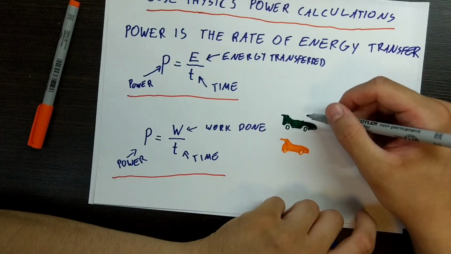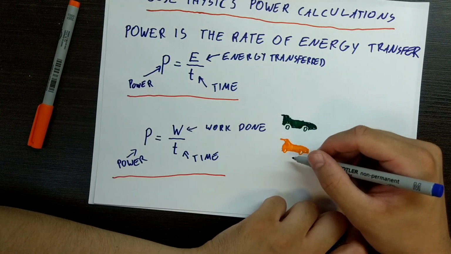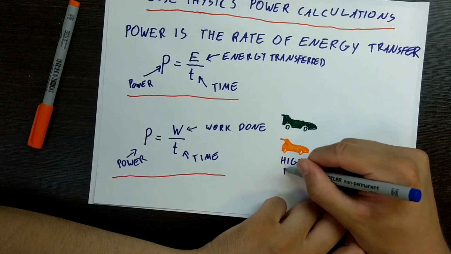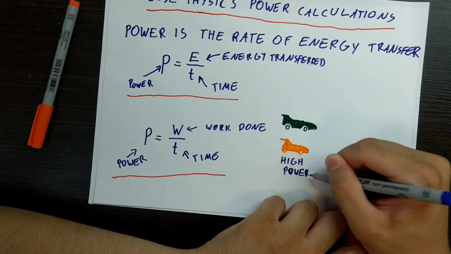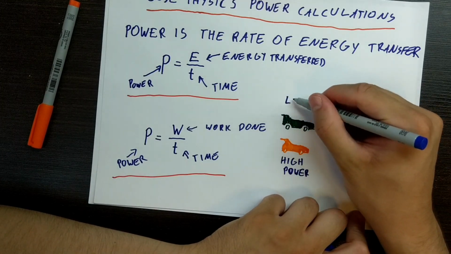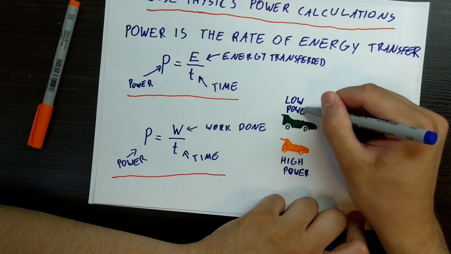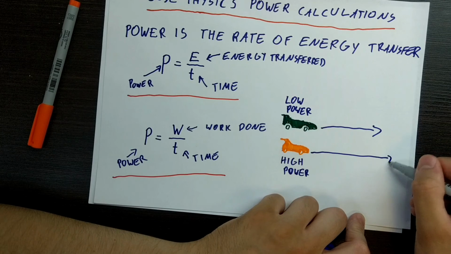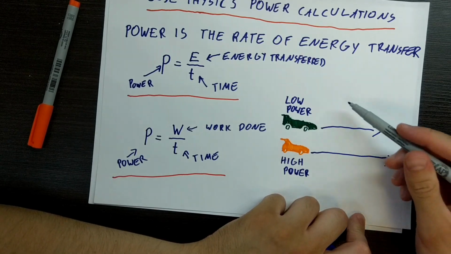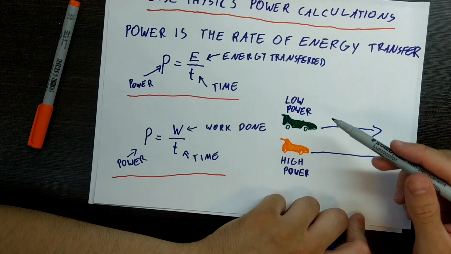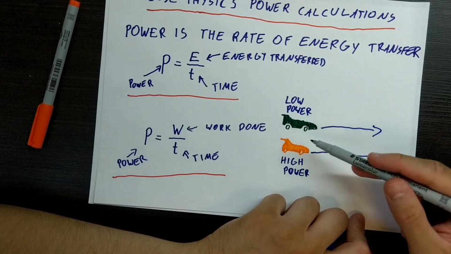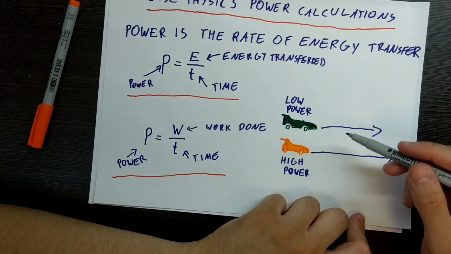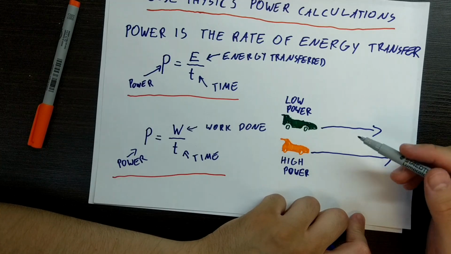Now, one of them has a high power, and one of them has low power. And then they both go. Now, the question is, which one of these will get further? If they are identical, but one of them has higher power than the other, which one of these will get further? Well, this isn't actually down to power.